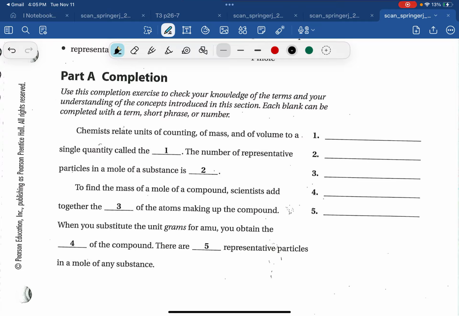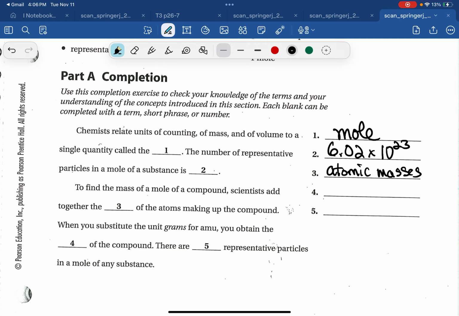Chemists relate units of counting, of mass, and of volume to a single quantity called the mole. The number of representative particles in a mole of a substance is 6.02 times 10 to the 23rd. To find the mass of a mole of a compound, scientists add together the atomic masses of the atoms making up the compound.